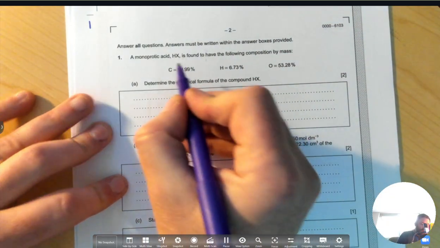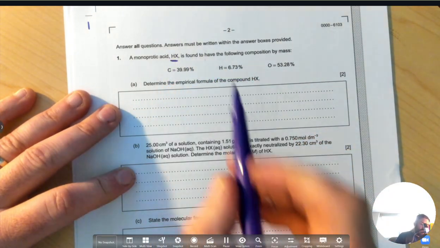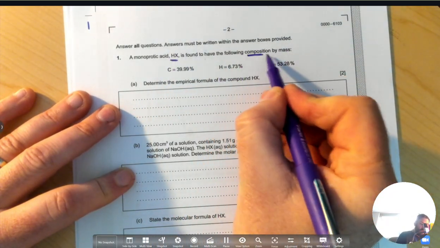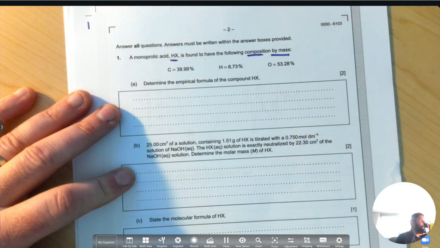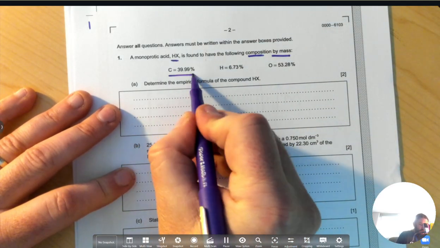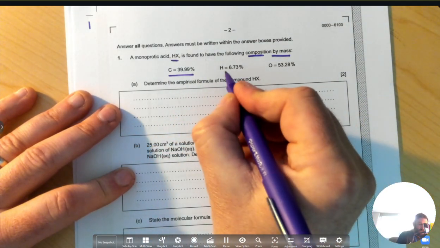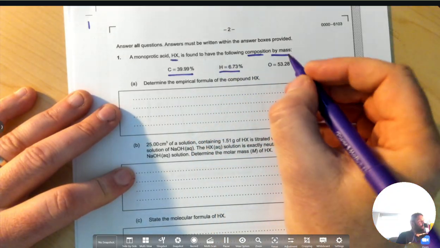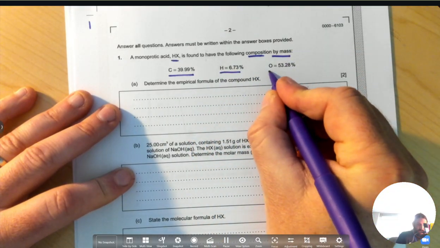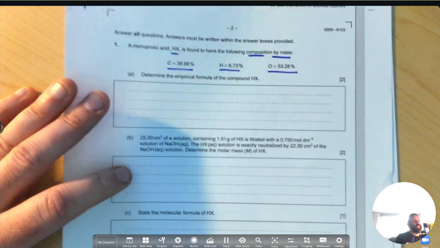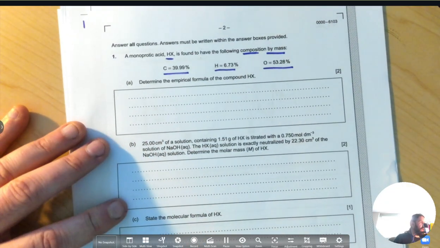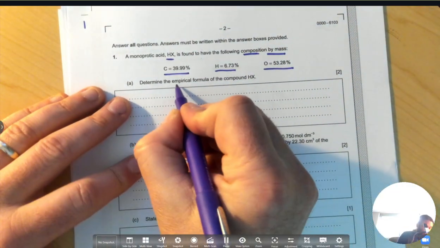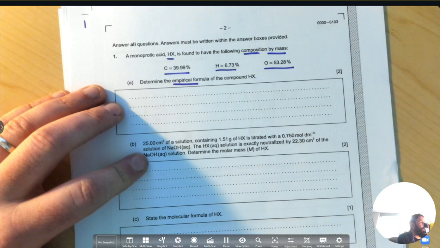It says a monoprotic acid, HX, is found to have the following composition by mass. So we got 39.9% carbon, 6.73% hydrogen, and 53.28% of oxygen. All right, so let's see what it's asking us for. It wants the empirical formula.